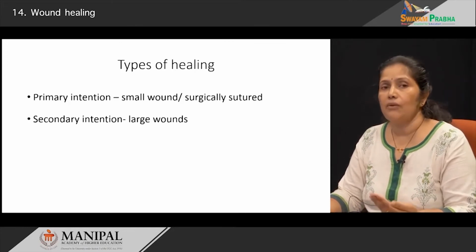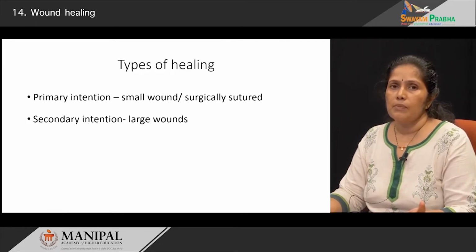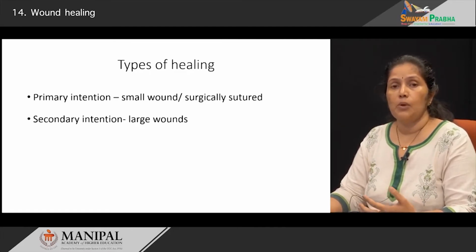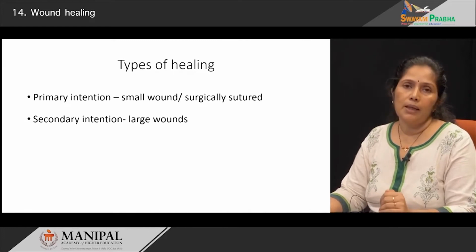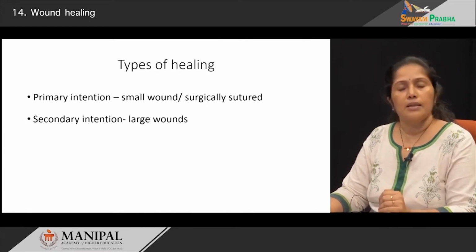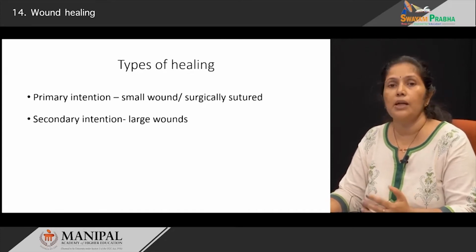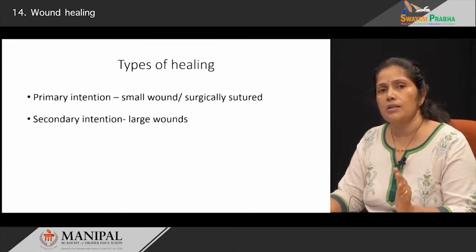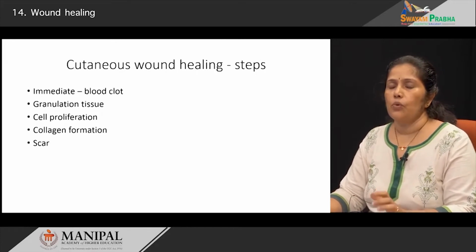while healing by secondary intention occurs whenever the patient has a very large wound. Sometimes you fall down and you have a big injury, an excavated injury, or let us say your patient has a huge ulcer. Such a wound will heal by a process known as healing by secondary intention. So, please remember there are two ways in which tissues heal, either by primary intention when there is a small wound, and by secondary intention when there is a larger wound.